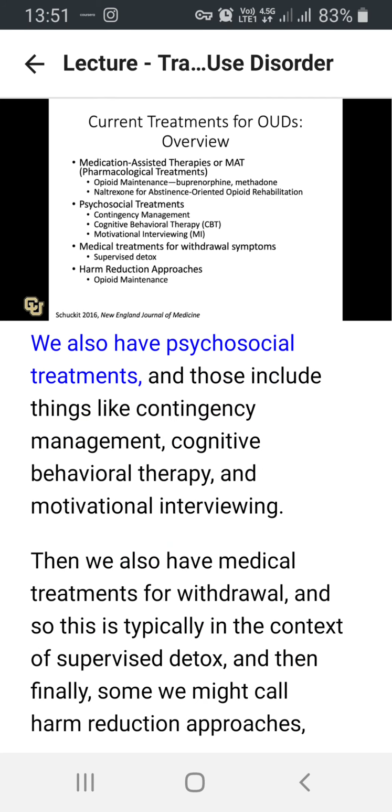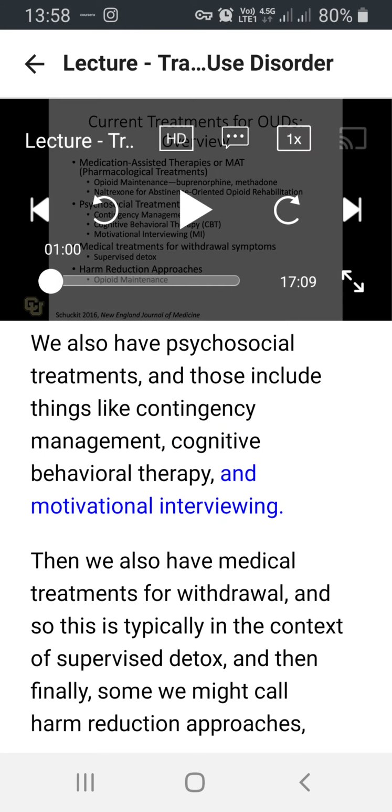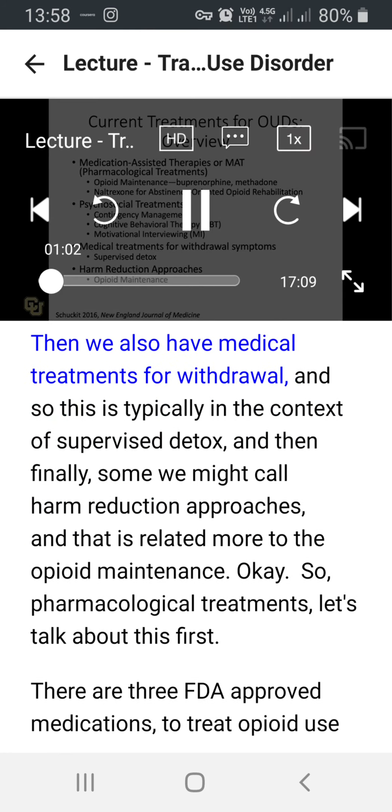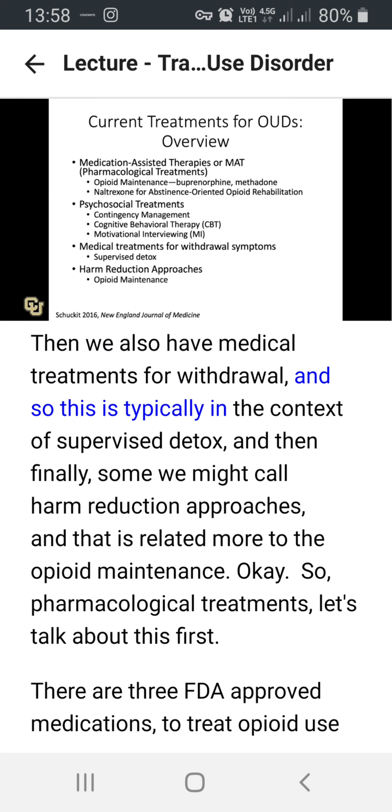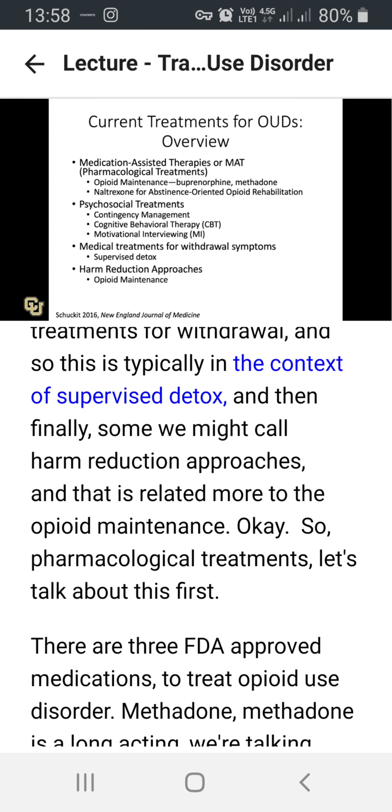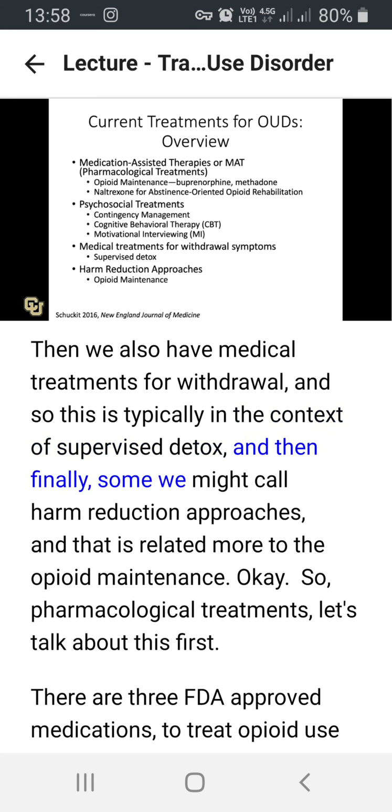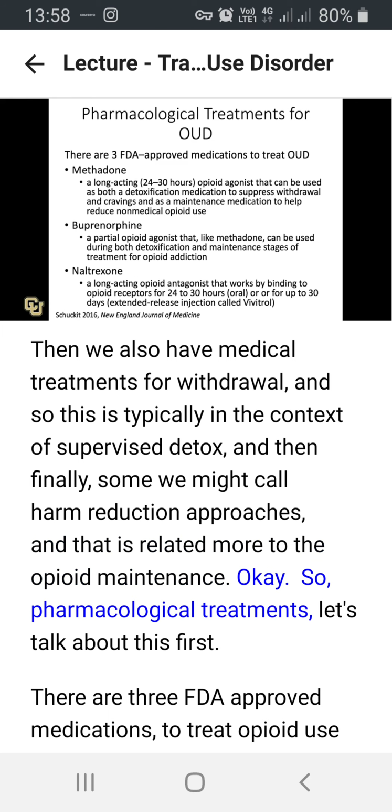We also have psychosocial treatments, and those include things like contingency management, cognitive behavioral therapy, and motivational interviewing. And then we also have medical treatments for withdrawal, and so this is typically in the context of supervised detox. And then finally, what we might call harm reduction approaches, and that is related more to the opioid maintenance.